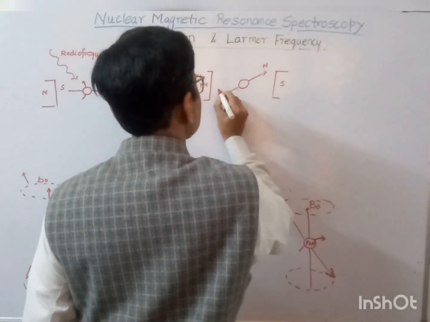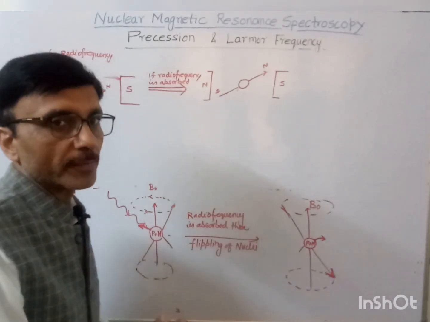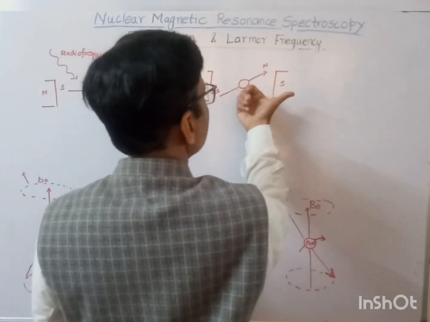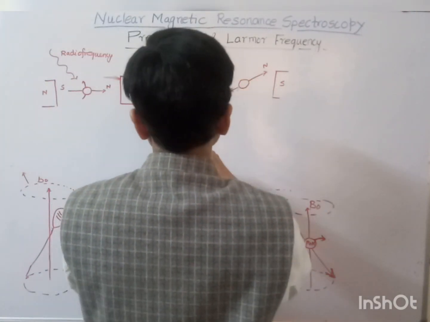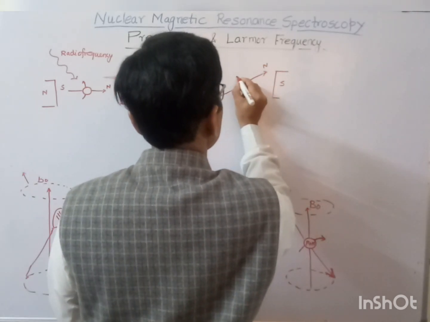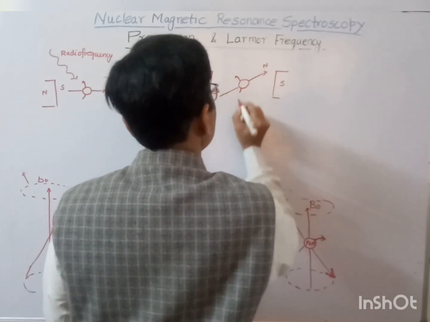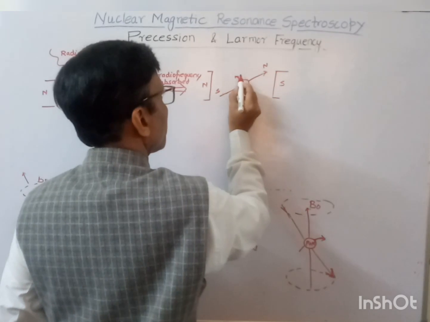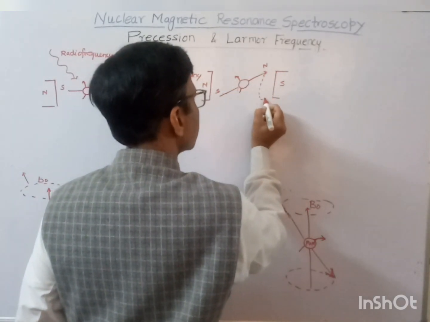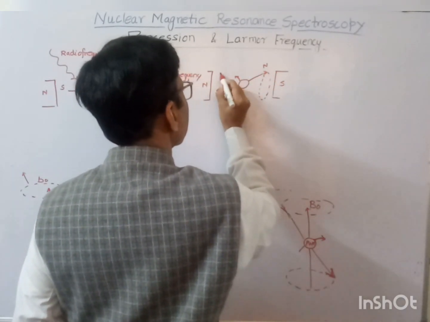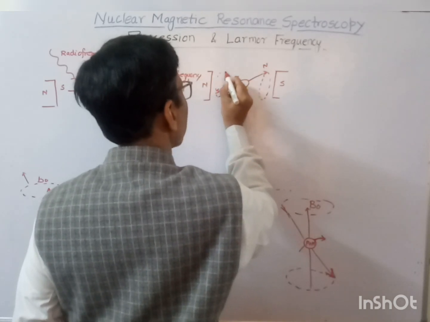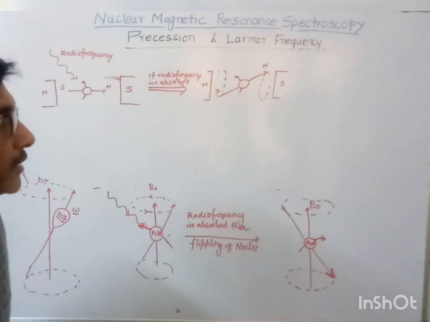This is north, this is south. Now this is the direction of magnetic field, and now it is rotating in this way. Now you can see it has a certain precessional orbit, like this.